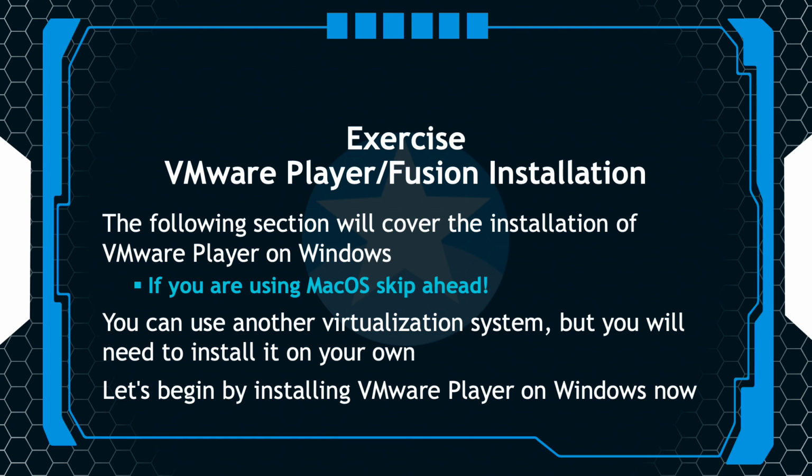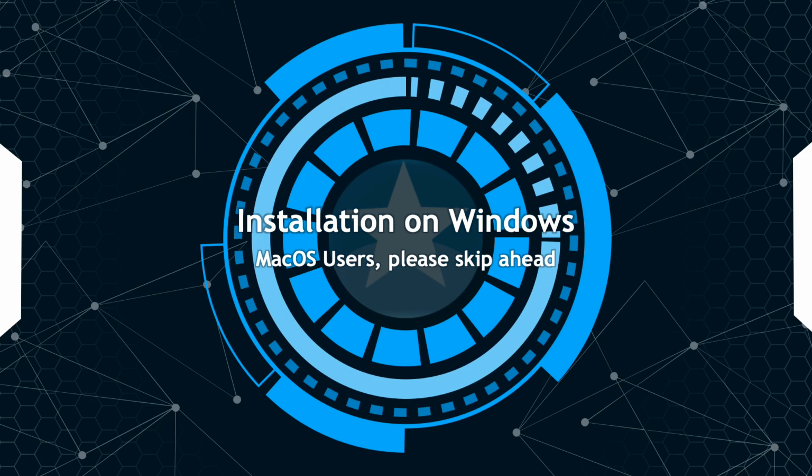So as we mentioned, there's going to be sort of a fork here. We're going to first install on Windows. If you are using a Mac, you're going to need to skip ahead for the installation. The installation is going to come a little bit later in this session. So again, installation here on Windows, our VMware installation. If you are a Mac user, please skip ahead.